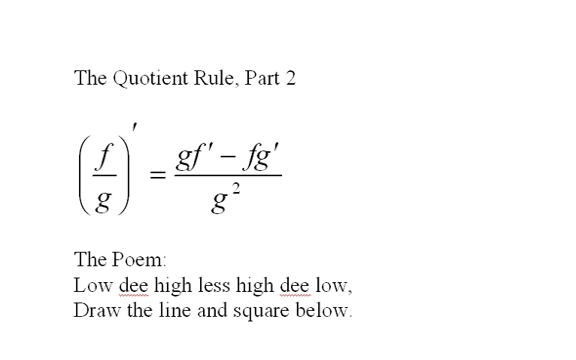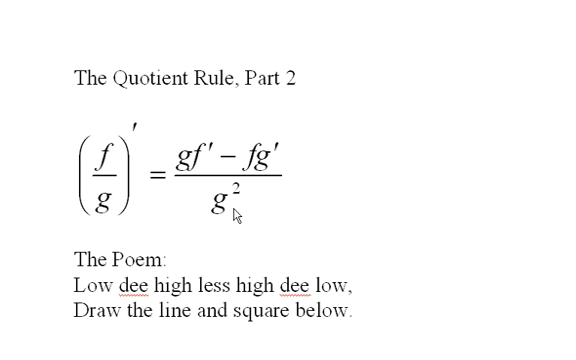The quotient rule, part 2. In its simplest form, again, we'll use the prime notation, meaning the derivative. So the derivative of f of x over g of x, or I can just say the derivative of f over g, equals g times f prime minus f times g prime over g squared. Kind of a complicated little formula that you can mess up pretty easy.